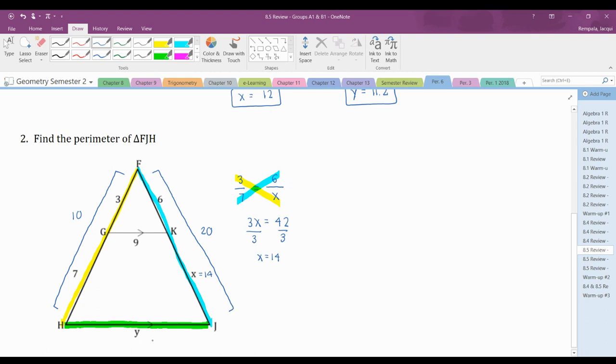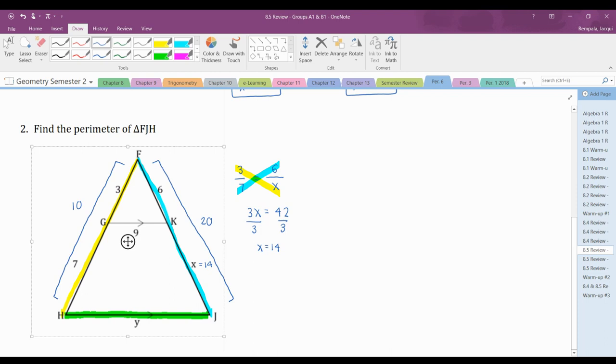So the last thing I need to find is my highlighted green side. I want to find y. So in order to do that, I want to think about similar triangles because once again, notice that we have some markings that show that we have parallel lines, which means that there is this angle and this angle congruent because they are corresponding angles. This angle and this angle are congruent because they're corresponding, and then angle F is congruent to itself. So essentially, that small triangle of FGK is going to be similar to the bigger triangle.